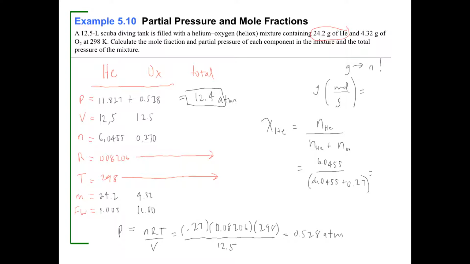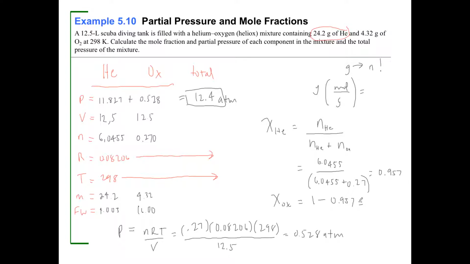6.0455 divided by, well, you know what? 6.0455 plus 0.27. That's on the bottom. It's 6.3155. So 0.957 is the mole fraction. And we can do the same thing for the mole fraction of oxygen, but it'd be easier, I think, just to say 1 minus 0.957, which is equal to.